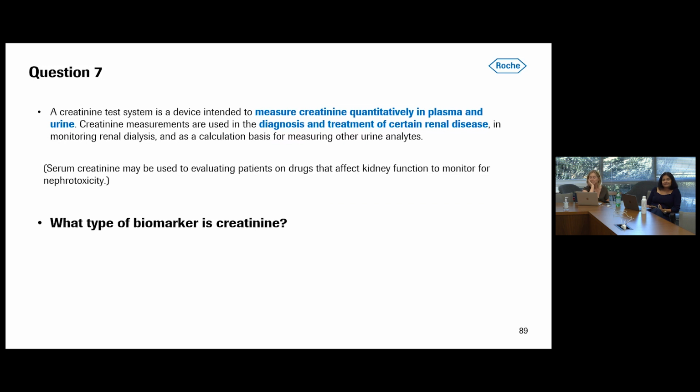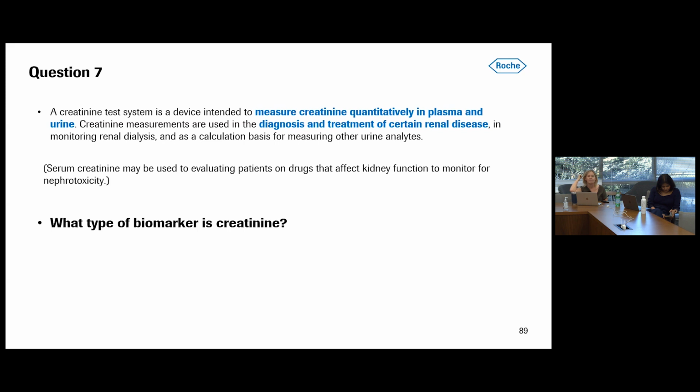Creatinine, is that how you say this? Yep, creatinine. The test system is a device intended to measure creatinine quantitatively in plasma and urine. The measurements are used in the diagnosis and treatment of renal disease, in monitoring renal dialysis, and as a calculation basis for measuring other urine analytes. What type of biomarker is creatinine? About 50% have picked safety biomarker. So yes, your intuition was right. Elevated levels could signal that something is going wrong.